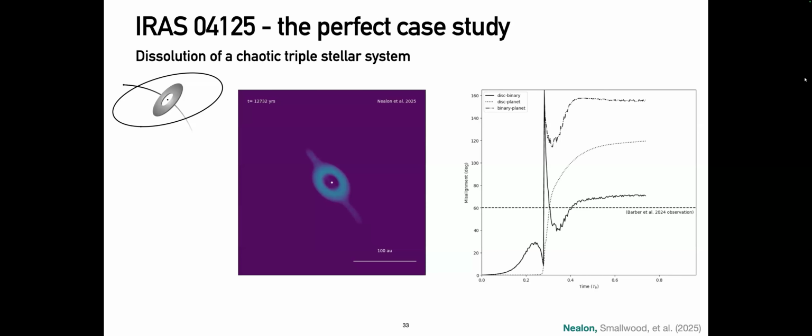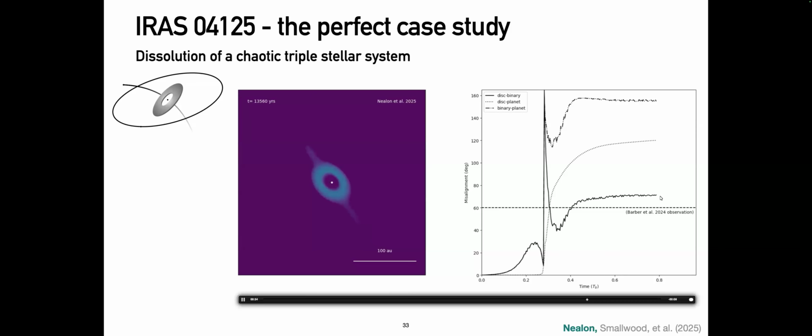And so what we can see here on the far right-hand side, this is the misalignment observed in our simulation. And then this is the misalignment that we're aiming for from the observations from Barber et al. The really interesting thing to pick up, though, is that we also measure up here, this is the inclination between the binary and the planet.